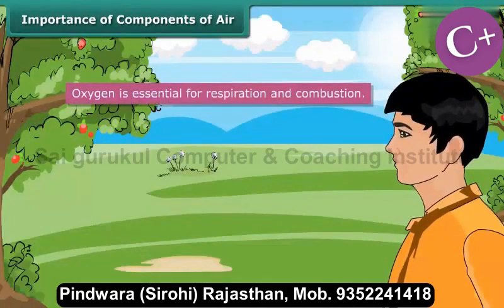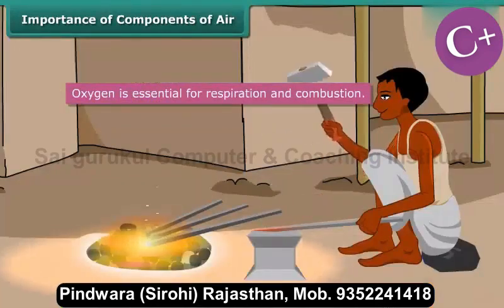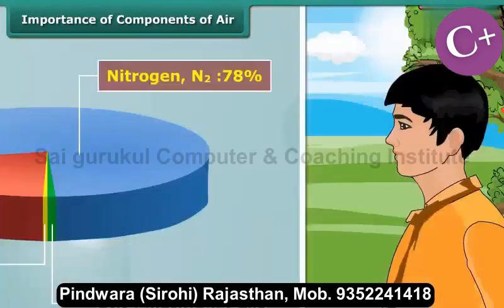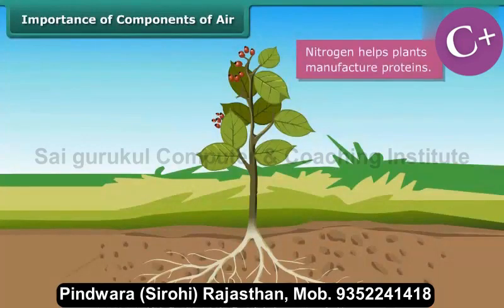Oxygen is essential for respiration and therefore for the survival of all life forms. It supports combustion and is required in the process of burning. Nitrogen is present in proteins, which are vital for living beings. It helps plants manufacture their proteins. It does not support combustion.